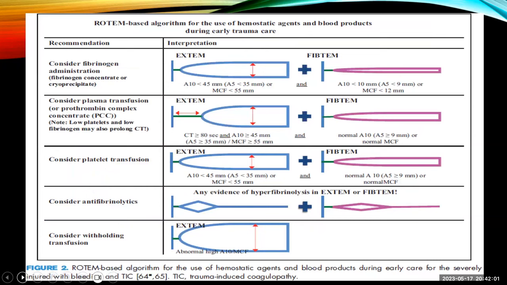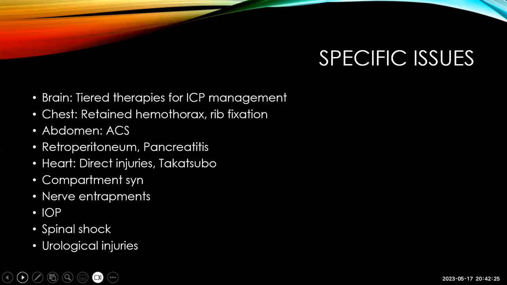An example is the ROTEM system popularized by the German Association of Trauma Surgeons, in the guidelines they use ROTEM, and this is an example of various blood products used on the basis of the EXTEM and FIBTEM traces, wherein you can use various products according to the ROTEM diagram. With specific issues to various organ systems, in the brain we sometimes have to initiate tiered therapies for ICP management. So in traumatic brain injury in tertiary centers, the standard of care is to actively monitor the ICP and use tier 1, tier 2, tier 3 therapies to manage rises in ICP, which may include decompressive craniotomies also.